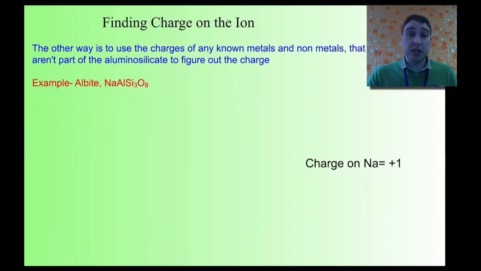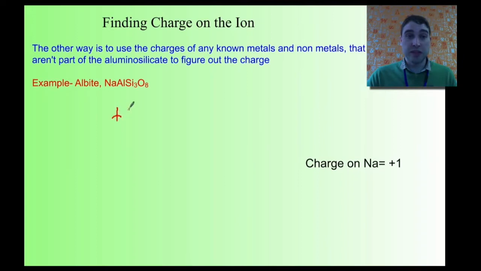There's another way of doing this, which is where you just look at any of the metals that you have maybe out the front of the aluminosilicate, or you look at any other ions that you might have at the end. So you might have some hydroxide ions at the end that will have a -1 charge. You might have some metals at the front that will have a positive charge. So in this case, if we look at albite here, we can see out the front there's a sodium ion. The whole point is the charge in the end has to be neutral. So the sodium ion here has to balance out the charge of the entire aluminosilicate over here. The charge on sodium is +1, so that means the charge on the aluminosilicate has to be -1.